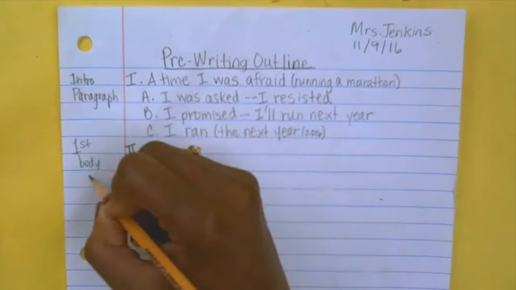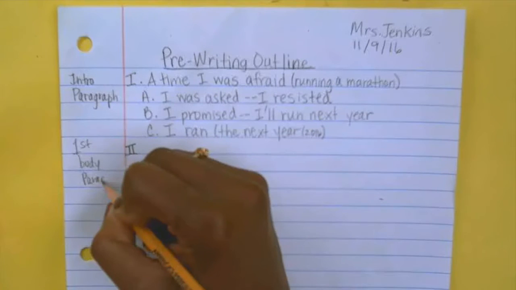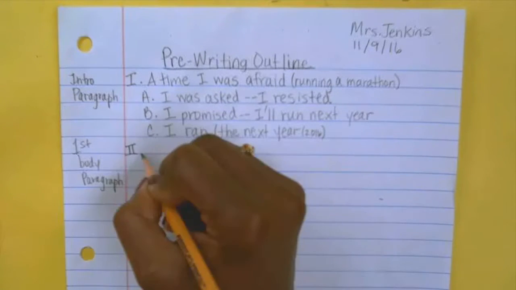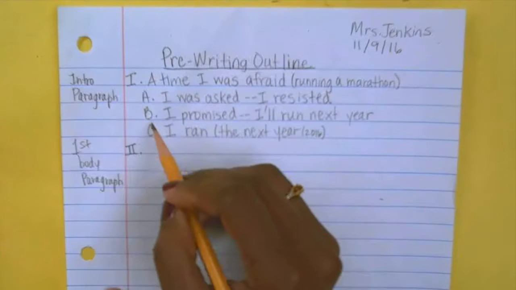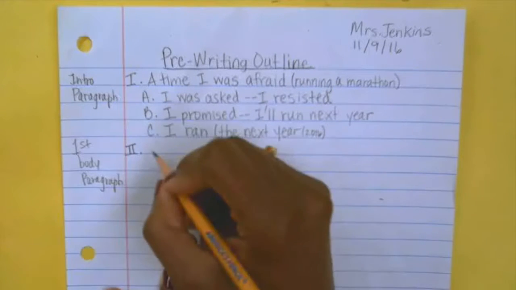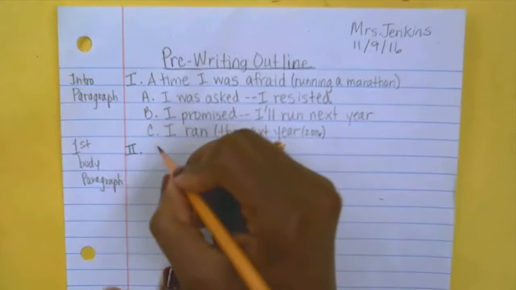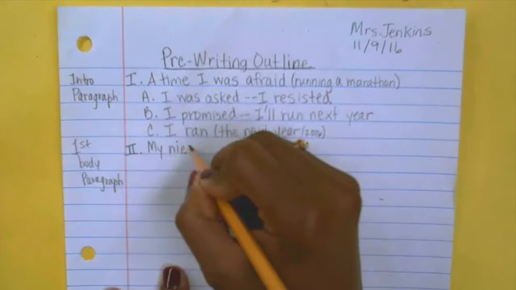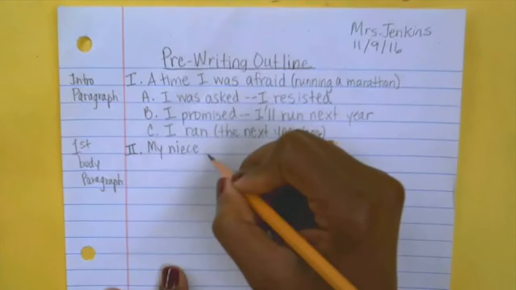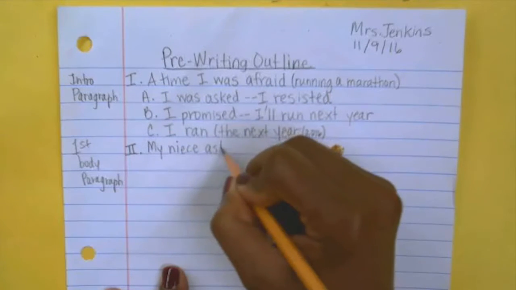So now would be a good time to pause the video and think about a time that you were afraid to do something, but you used that fear to motivate you to do something. Pause the video and think about a time that you can write about for the next 5 paragraphs. So you need a pretty big story you can retell. Then come back.